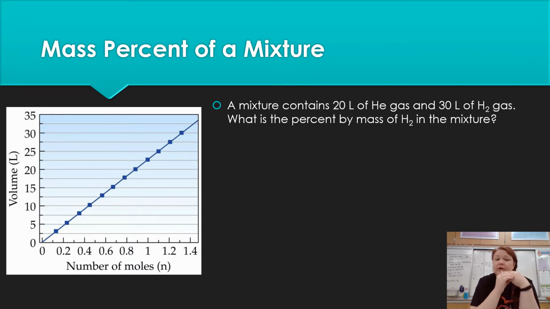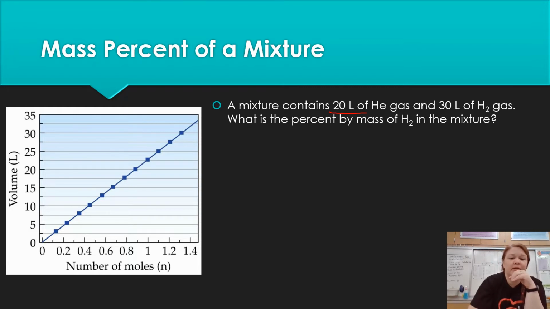If we take a look at our graph, it gives us our volume on the vertical axis, on the y-axis, and then it relates it to our number of moles of gas. So we're going to use this graph just to help us. Sometimes this is how some AP questions are approached. They give you some other way of giving you the information and having you determine it. Okay. So in this case, 20 liters of helium.